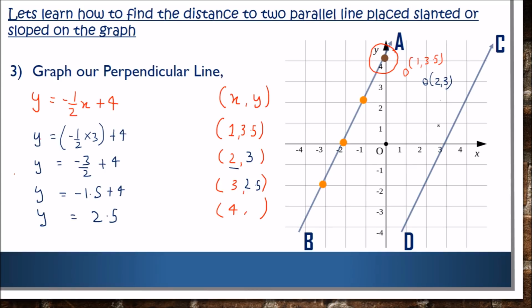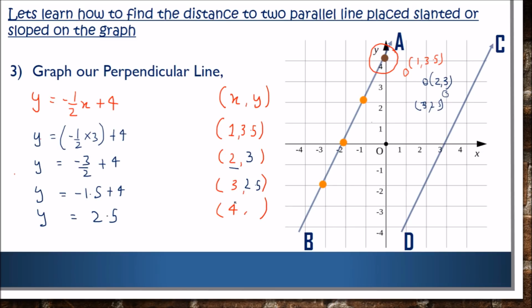So let's find our coordinate. X is 3 and y is 2.5. So it might be somewhere here. So at this coordinate, x is 3 and y is 2.5.